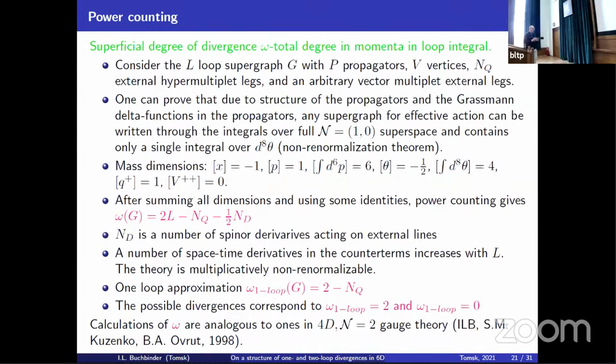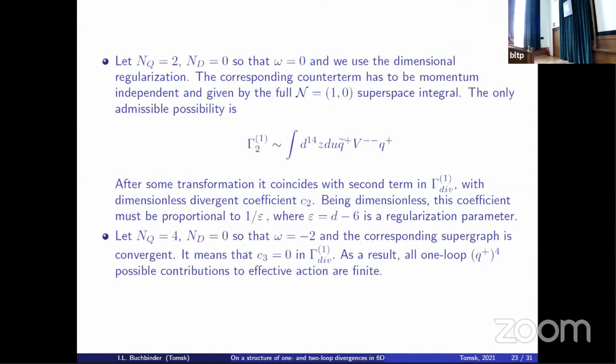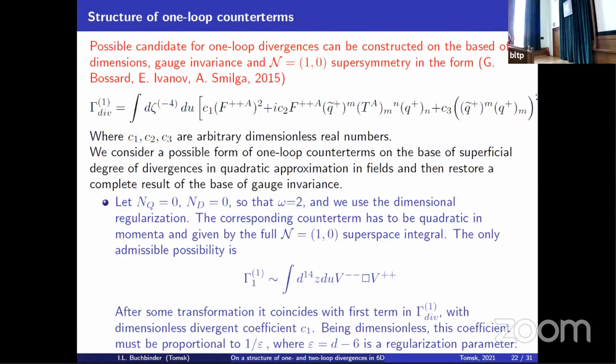So then the structure of divergences can be studied with the help of power counting. You can calculate the superficial degree of divergence, where L is the number of loops, Q is the number of external lines for the hypermultiplet, and D is the number of spinor covariant derivatives acting on lines. The possible form of the counterterms was found by Bossard, Ivanov, Smilga without quantum calculation, on the basis of symmetries of the theory. In six dimensions, we have 3 terms in the divergent part of the effective action. Then we study the form of divergences on the basis of power counting. It gives us that power counting predicts this term and this term, but this term is prohibited by power counting, so there are no one-loop divergences of this form.